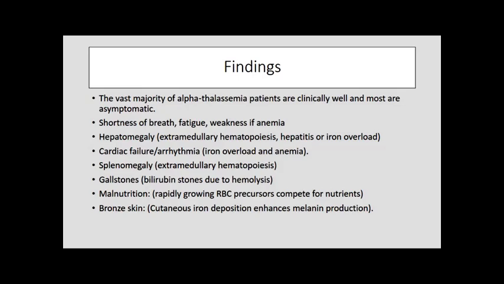than in other countries. And also because of this iron overload, people can have all of the findings of hemochromatosis, with this bronze skin as a result of the cutaneous iron deposition that enhances the melanin production. Remember, just the iron and the excess melanin will give this bronze skin.